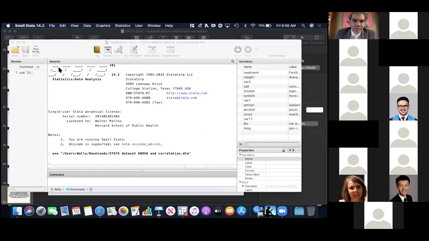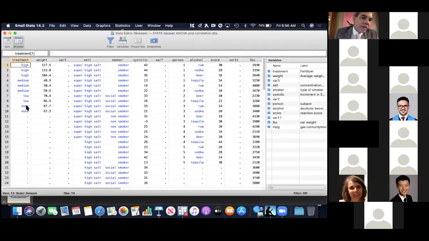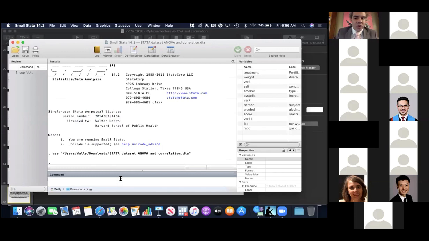Here's my STATA. Okay, so treatment and weight are my variables for the apple trees, the weight of the apple trees, and treatment is the type of fertilizer. If I go to my data browser, I can see here that 2 trees had no fertilizer, 2 trees had low fertilizer, 3 trees had a medium dose of fertilizer, and 3 trees had a high dose of fertilizer. Okay, so we'll see how my one-way ANOVA goes. One-way ANOVA is really easy. Okay, you put the command for one-way ANOVA.